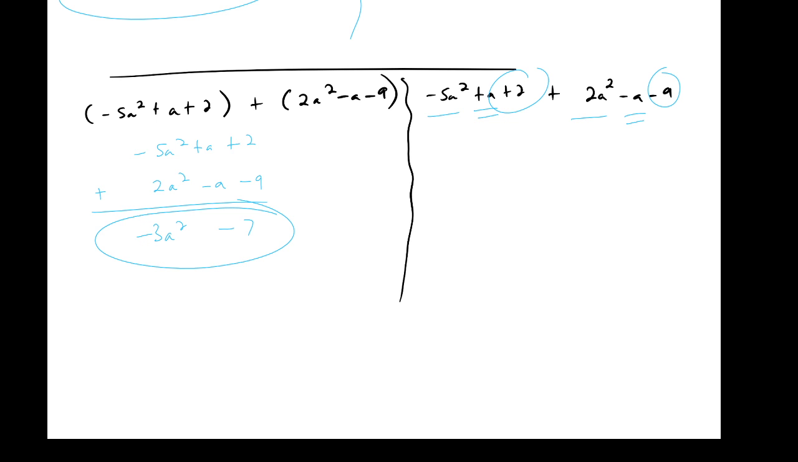Negative 5a squared plus 2a squared is a negative 3a squared. A and negative a cancel, it's 0. 2 minus 9 is negative 7. Same exact answer.